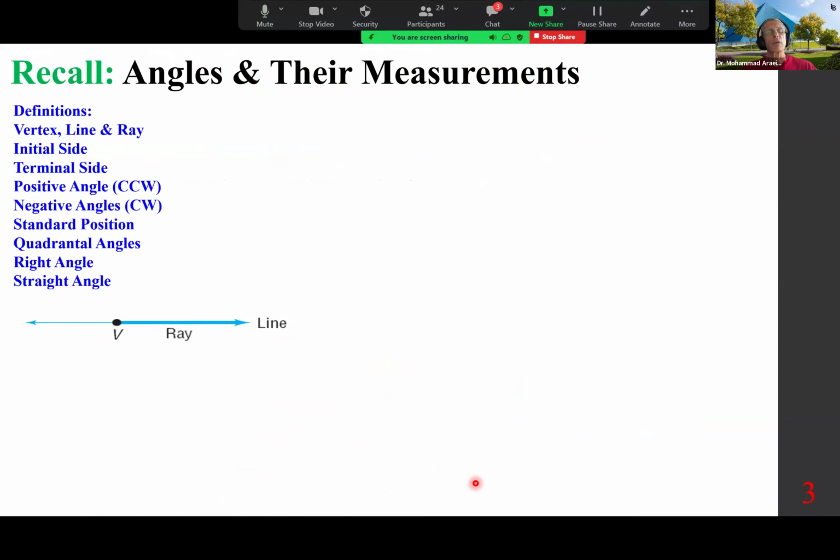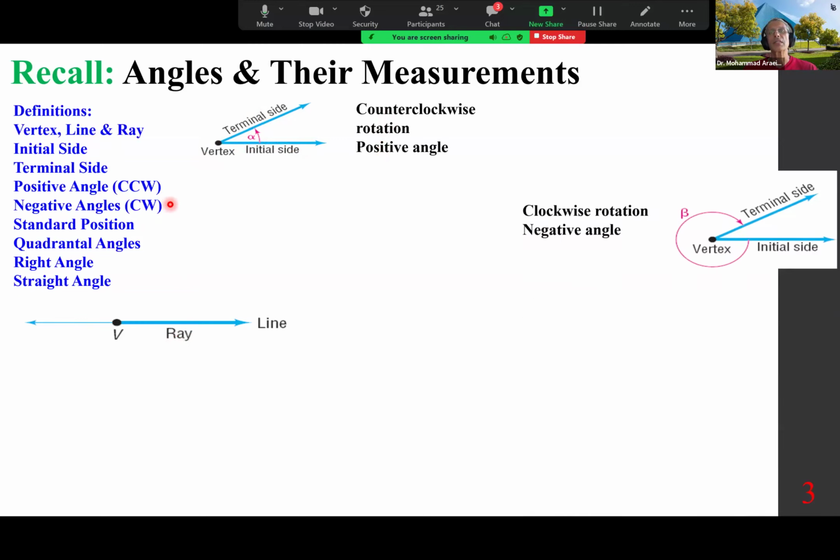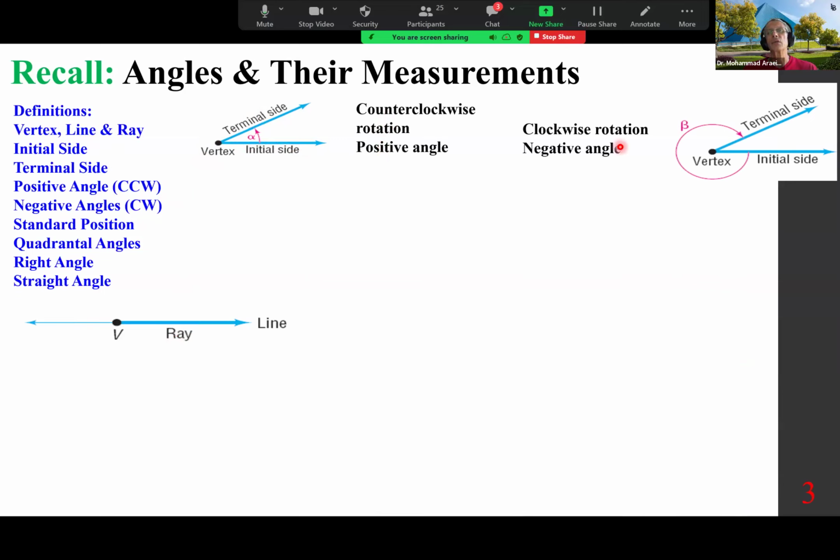Those are the objectives. Now, what did we cover? We looked at a vertex, line, and rate. This is what it is. Initial side along the positive side of the x-axis, terminal side, counterclockwise rotation is positive, clockwise is negative. Just reminding you of that.